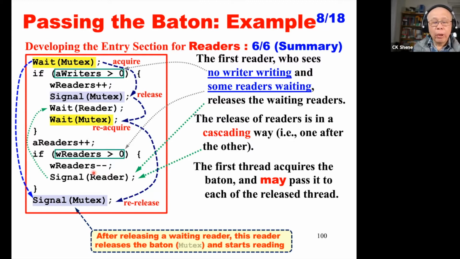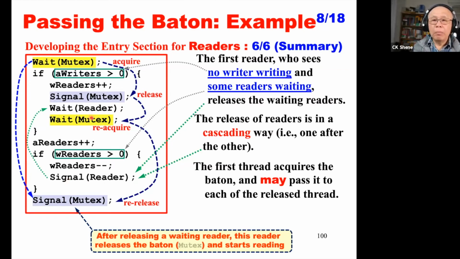So when this reader who executes the signal on the reader semaphore, it has the baton. So when this signal releases this reader, it won't be able to get the baton because the releasing thread still has it. So until this releasing thread is able to call signal mutex, this reader will simply wait here. Then this reader gets the baton and does everything it has to do, including this signal. So before the second reader can reach here, the third reader will be blocked here.